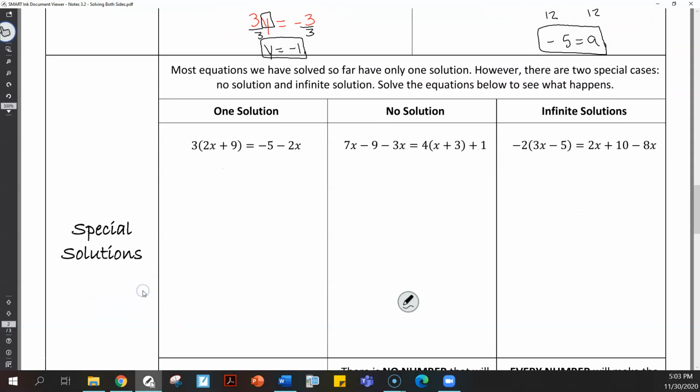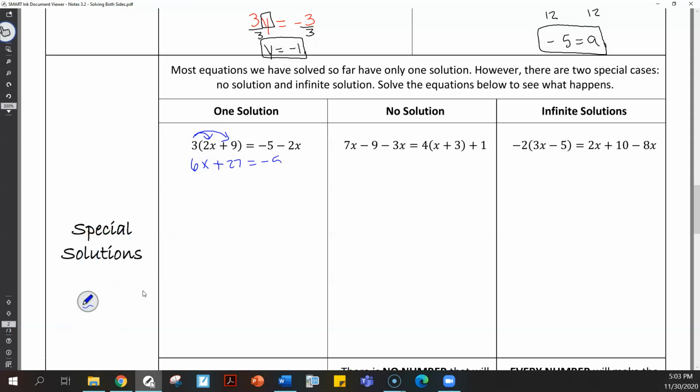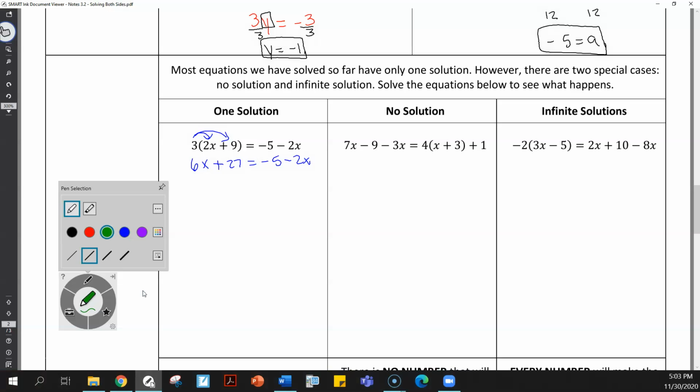Okay. The last little thing we need to touch on is what we call special solutions. So the ones that we've done so far have all had one solution. I follow my process and I work out distributing, I work out combining like terms, I move all my variables to the same side.